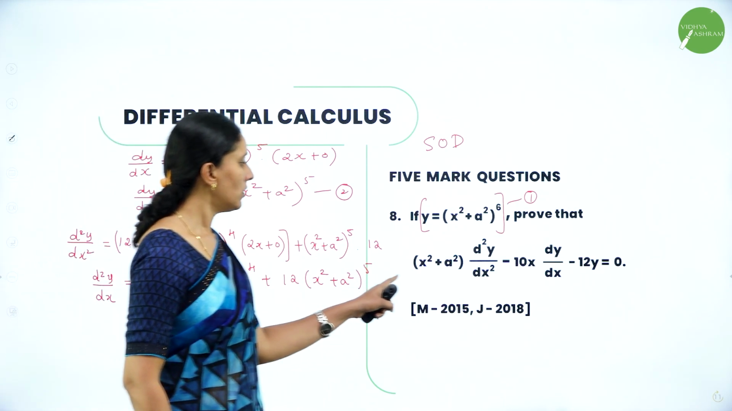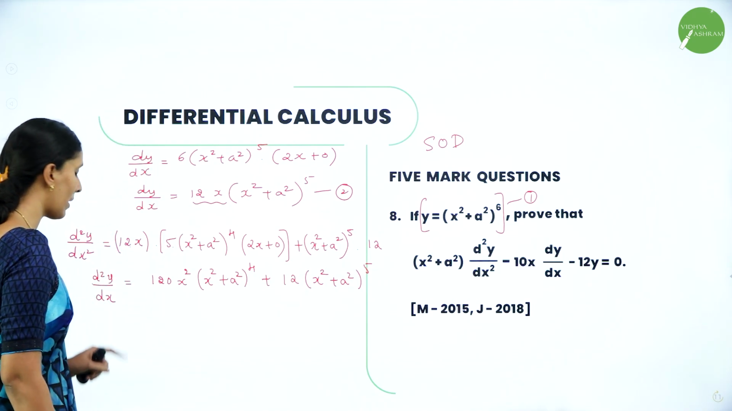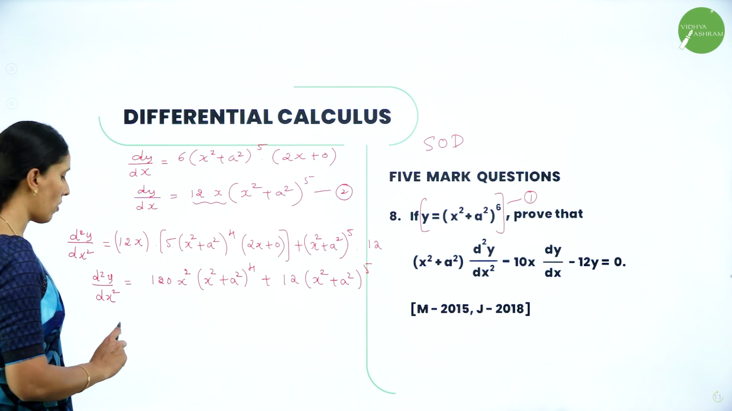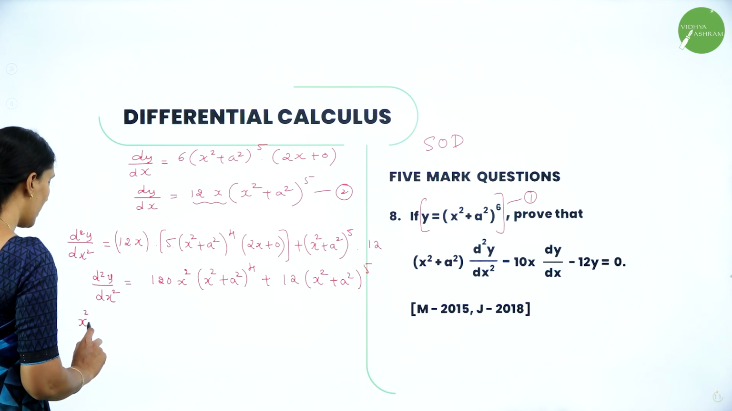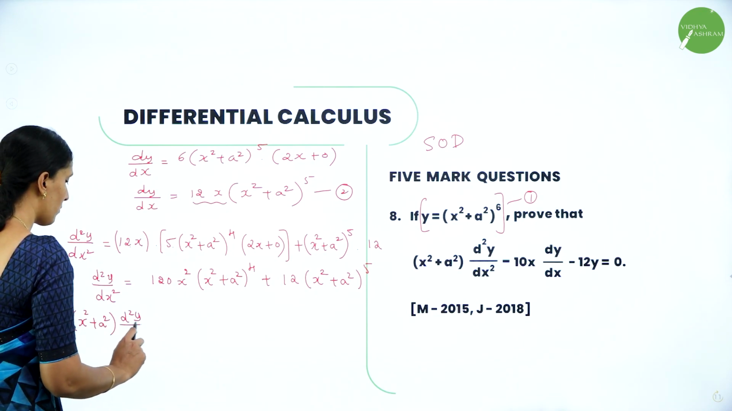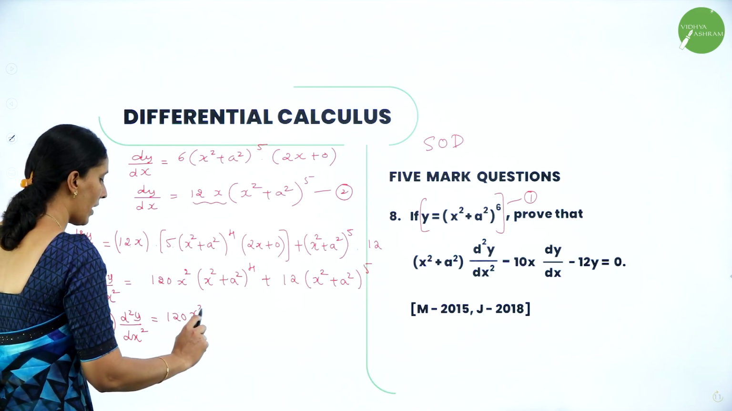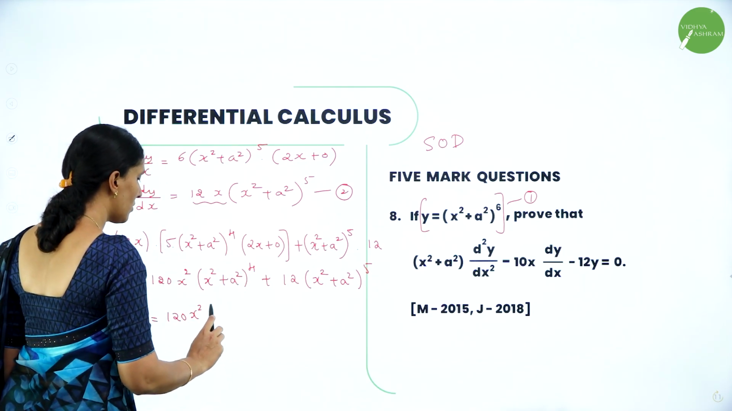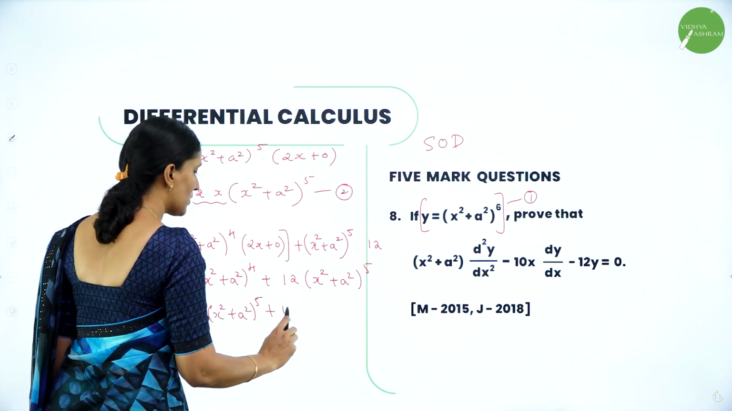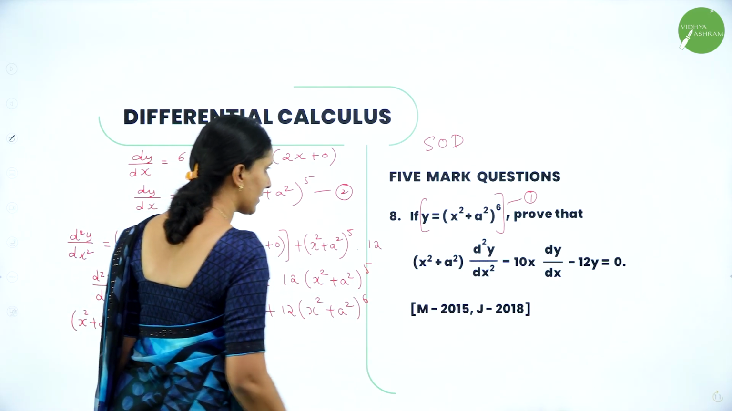Now you can observe the equation, we need the x square plus a square term along with d square y by dx square. So let us multiply x square plus a square on both sides. Then x square plus a square into d square y by dx square is equal to 120x square. One more term is added here, so this becomes x square plus a square whole to the power 5 plus 12 into x square plus a square whole to the power 6.